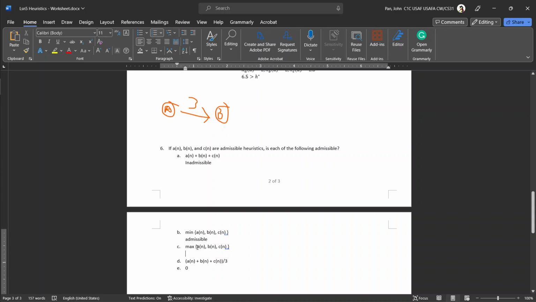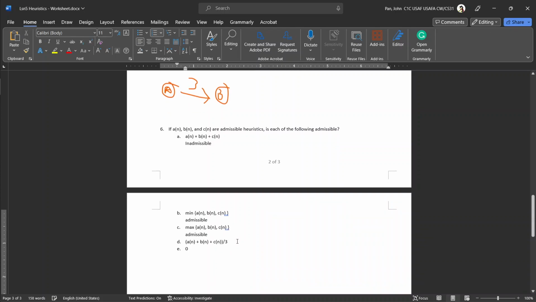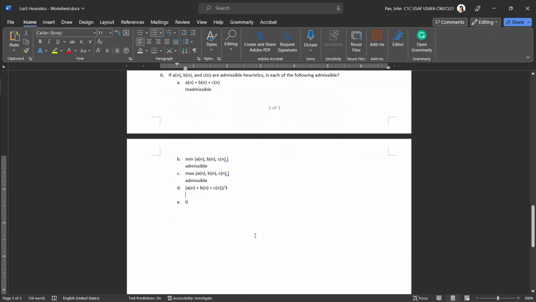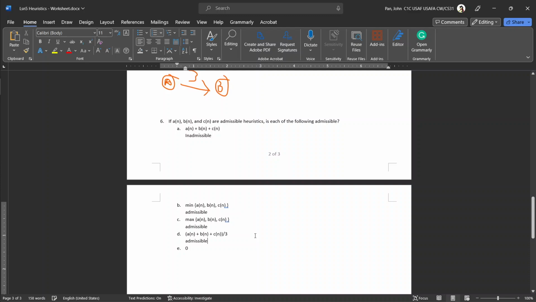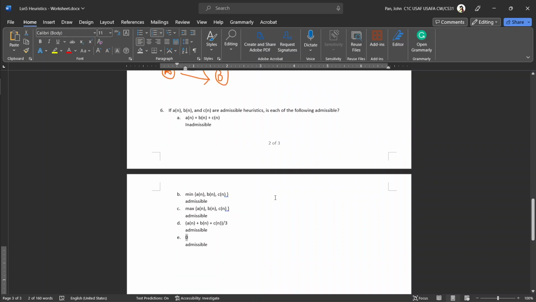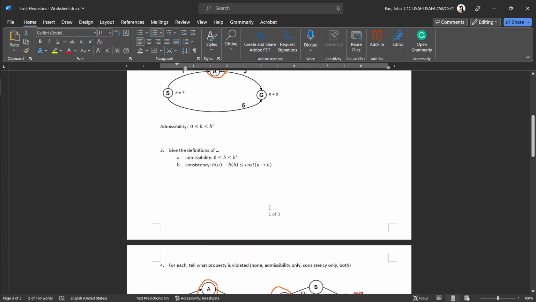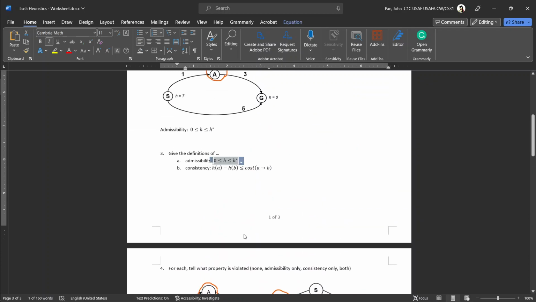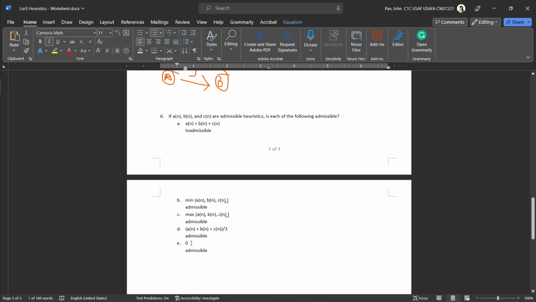For the same reason, if these 3 heuristics are all admissible, then taking the largest one is still going to be admissible. And right here, we're essentially taking an average of all 3 heuristics. And that is also going to be admissible because you can't have a number that's greater than the largest one or less than the lowest one from taking an average. And finally, 0 is admissible because it can never violate this rule. It's always going to be, it's just 0. It's no heuristic.